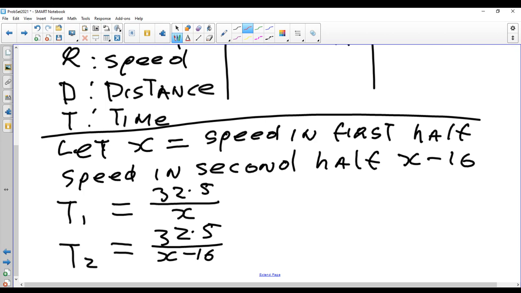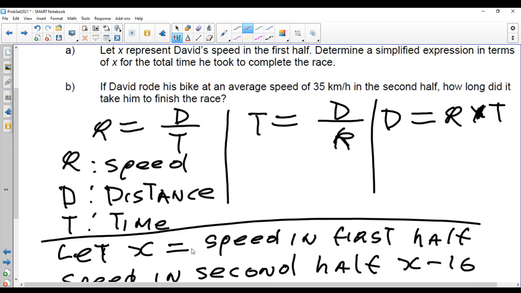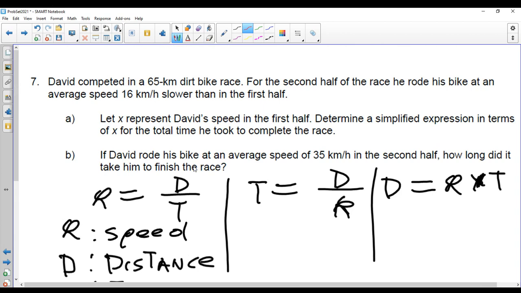Where did I get 32.5 from? Anybody can help me out with that? Where did I get 32.5 from? Yes, Manuel. 65 divided by 2 because the whole race was 65 and it's divided into halves. The first half and the second half. So the distance is split in two for each part of this race. Thanks for that question, by the way.